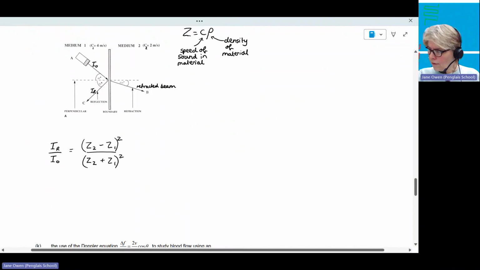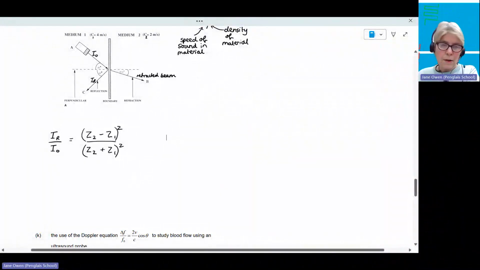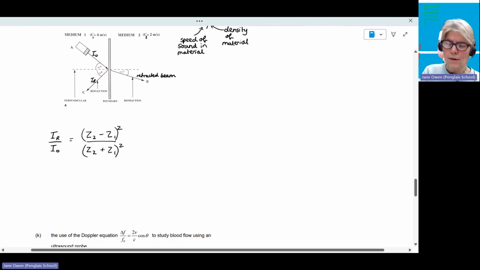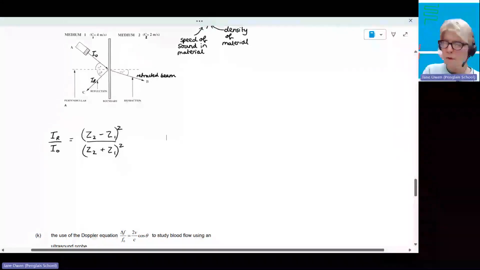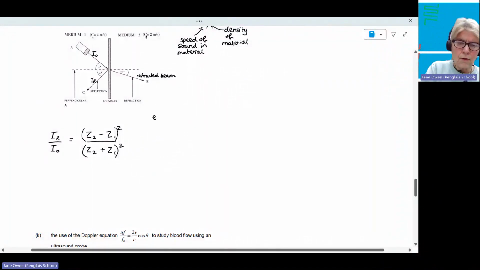So we are interested in the amount of reflection. It depends on the amount of acoustic impedance. So the greater the difference in acoustic impedance between the 2 different mediums, between the 2 materials, the greater the reflected portion that you will get. So for example, let's just show you a few examples and hopefully this will become clearer.